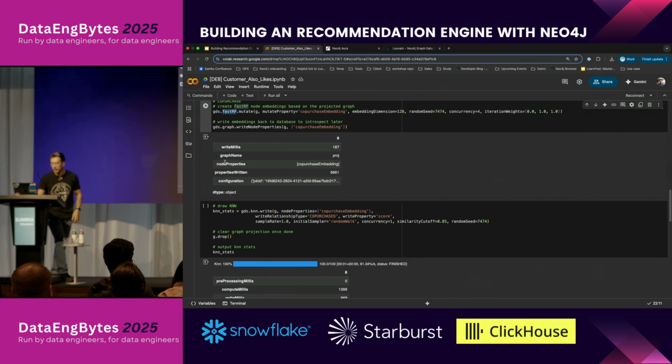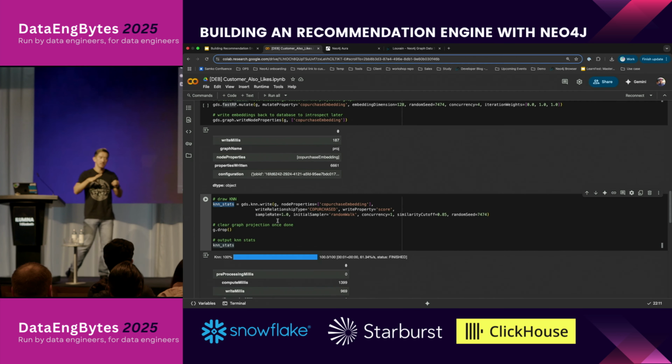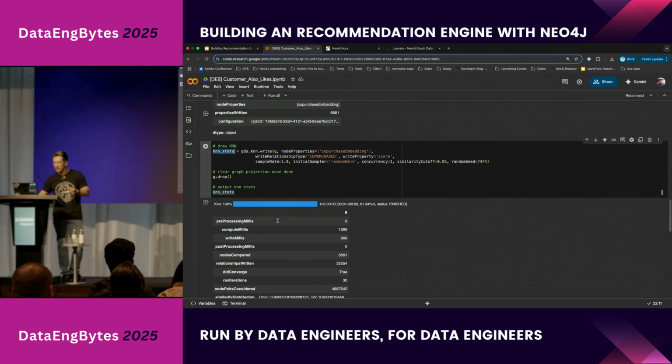Then we run k-nearest neighbor to weed out all the noise. I'm interested in just the highly purchased together items, not every single thing. Just because one product has been purchased once with another, I'm not going to make much sense out of it. So that's what I'm doing, cleaning up.